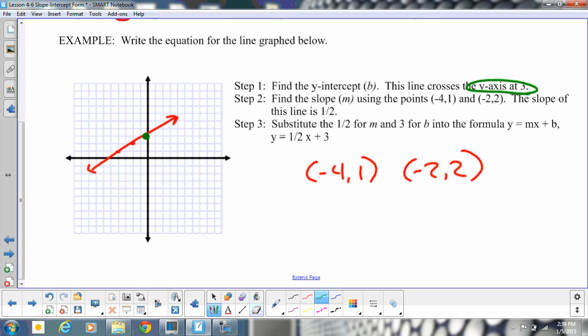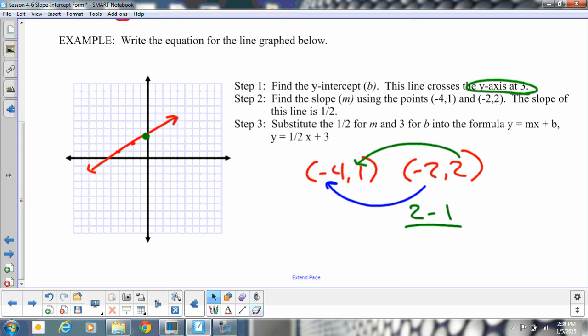Now, I have 2 points. I don't know the slope, but I can figure the slope out by either using rise over run or counting down and over. So remember, slope is change in y over change in x. So change in y is 2 minus 1. Change in x is -2 minus a -4. 2 minus 1 is 1. And -2 plus 4 becomes 2. So my slope is 1/2.